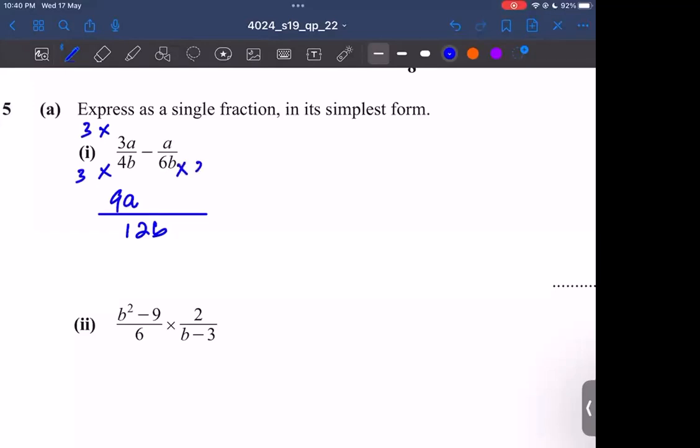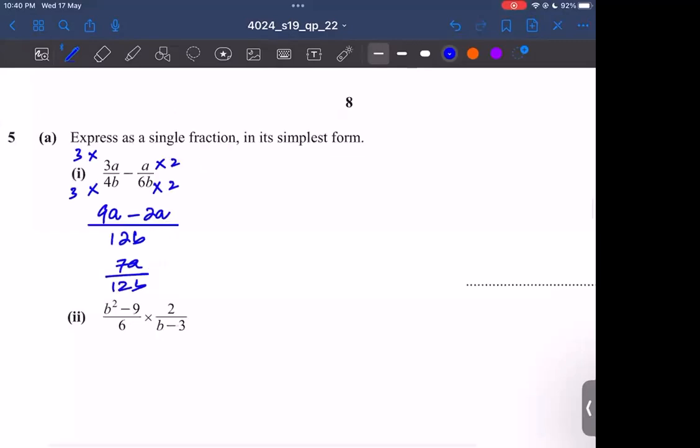What to multiply with 6b so it becomes 12b? So it is going to be 2. So I'm going to multiply the numerator with 2. So it becomes 2a. 9a minus 2a is going to be 7a. 7a upon 12b is going to be your final answer. This is the single fraction, 7a upon 12b.